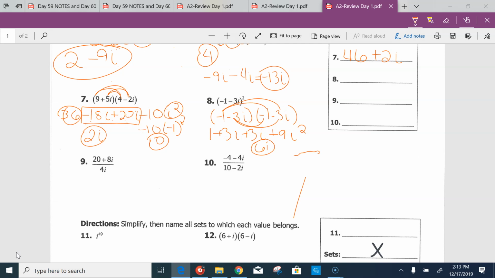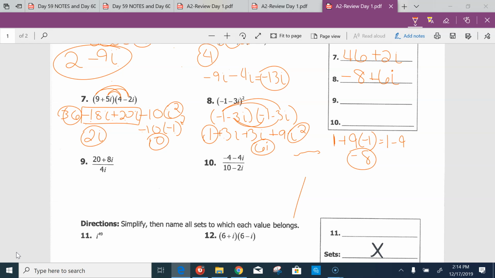Now I have to do this work. I have a positive 1, I'll write it right here, positive 1 plus 9 times negative 1, because i squared is negative 1. So that really means I have 1 minus 9, which is going to be a negative 8. So remember, your real number goes first, negative 8. Then I have 6 i's attached with that.